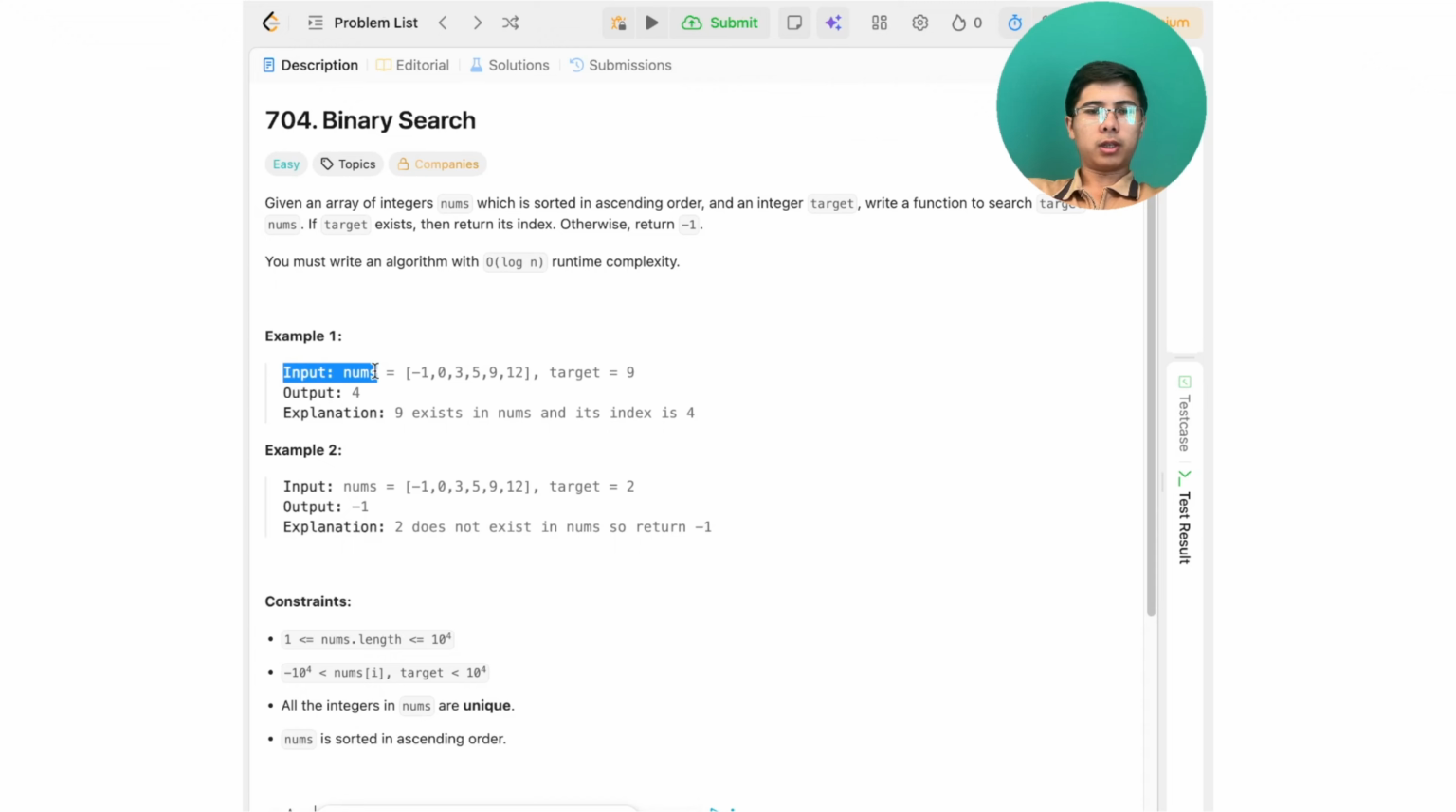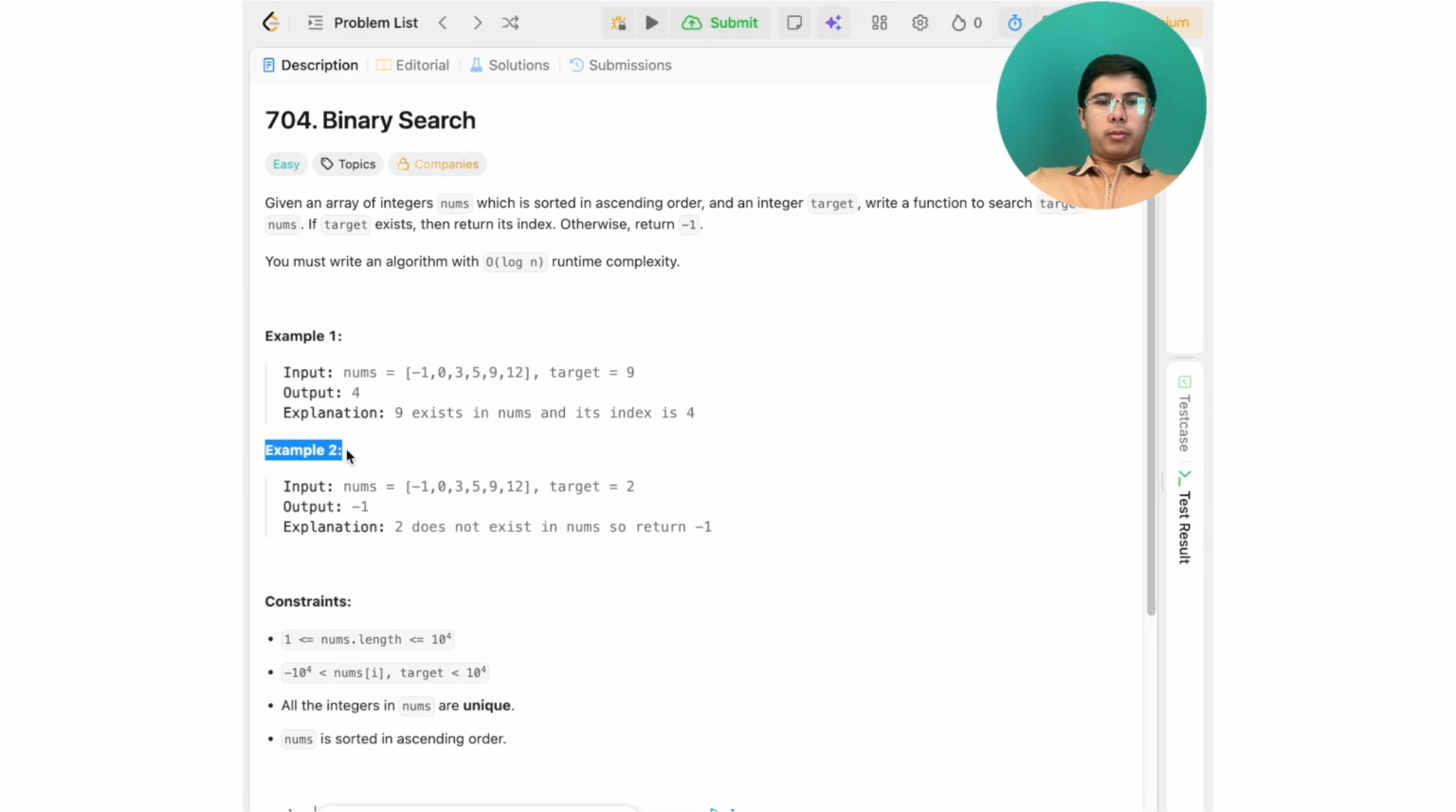If our input is nums equals -1, 0, and so on till 12, and the target is 9, the output needs to return 4. Why? Because 9 exists in the nums array, and its index is 4, because 0, 1, 2, 3, 4. We need to return its index.